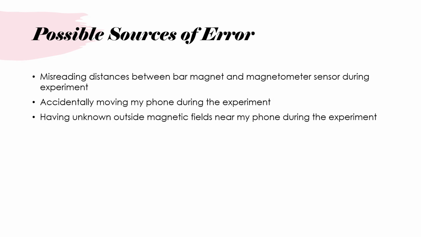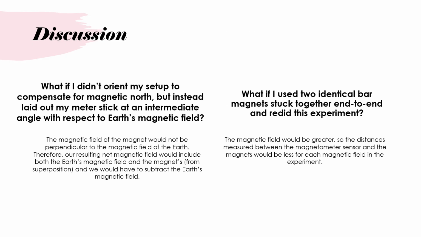Possible sources of error: I could have misread the distances during the experiment, I could have accidentally moved my phone, or I could have had outside magnetic fields near my phone. If I didn't orient my setup to compensate for magnetic north, the magnetic field of the magnet would not be perpendicular to that of the Earth, and then the resulting net magnetic field would include both the Earth's and the magnet's magnetic field, and I would have to subtract the Earth's magnetic field.